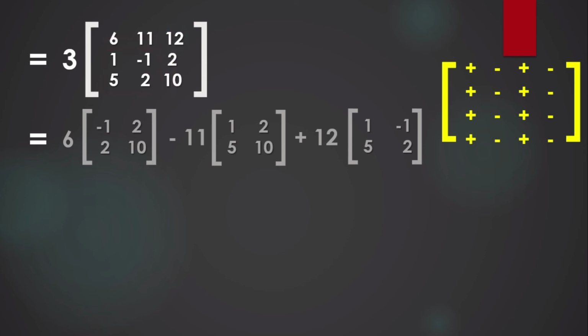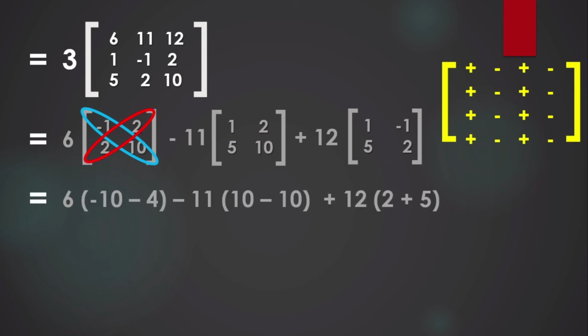Now we just need to solve them. So to solve them, like what I said earlier, we just need to use cross multiplication, then subtract them. So negative 1 times 10, that is negative 10, and 2 times 2, that is 4, and let's subtract them. Same thing with the other coefficients. So when we solve that, we will get negative 84 plus 84, that will be 0. So it means that the determinant of that matrix is 0. So we need to multiply that by 3. So it means that is just a 0.